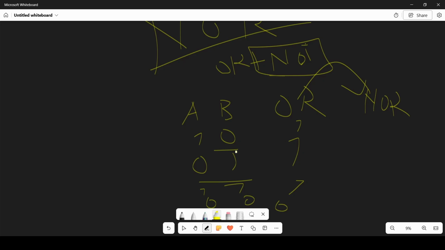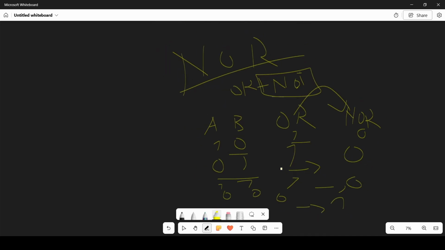So it gives the opposite of OR: 0, 0, 0, 1. The condition of the NOR gate is that it will only give us a true value when both inputs are negative or false. So if you give both 0 and 0, it will give us the result 1. That's the NOR gate. It is just the opposite of the OR gate, where OR gives 0 only when both inputs are 0.